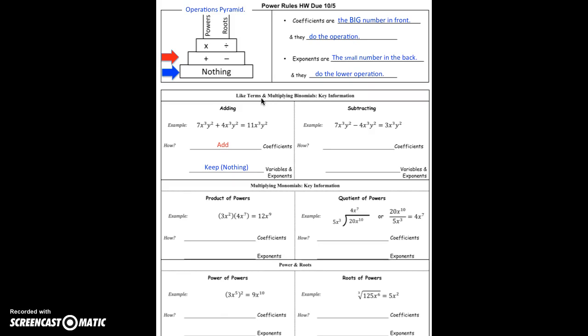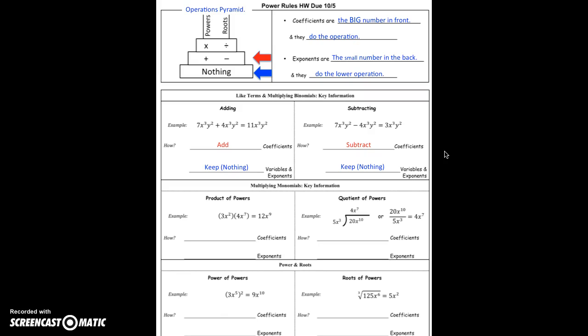Same thing with subtraction. We have another example here. 7 minus 4 will give us 3. Our coefficients are subtracting just as we say we're going to do. And the exponents are the powers. They're going to do nothing because that's one level below. So coefficients do what you say and exponents do one level below according to the pyramid.